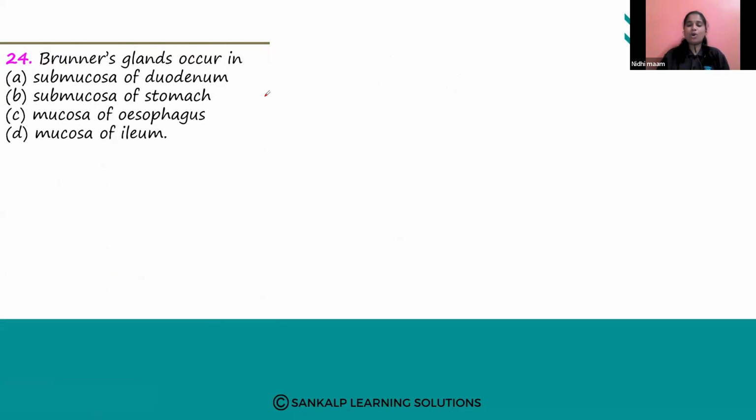Brunner's glands occur in. So we got to know Brunner's glands occur in the duodenum. In the duodenum, in which layer can you find the Brunner's glands? Is it the submucosa of duodenum, submucosa of stomach, mucosa of esophagus, mucosa of ileum? Yes, what is your response on this, my dear students? Brunner's glands.